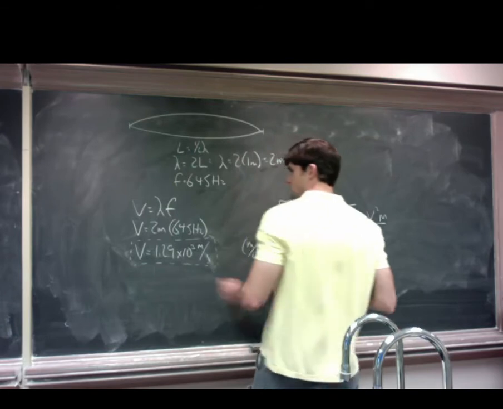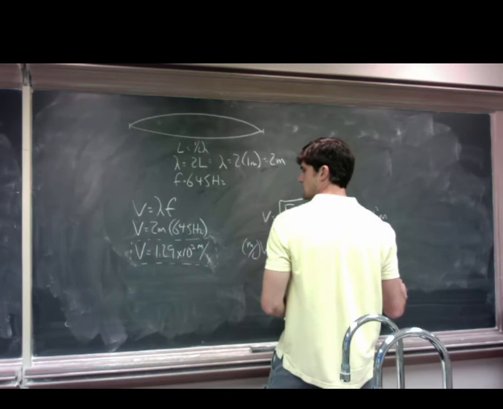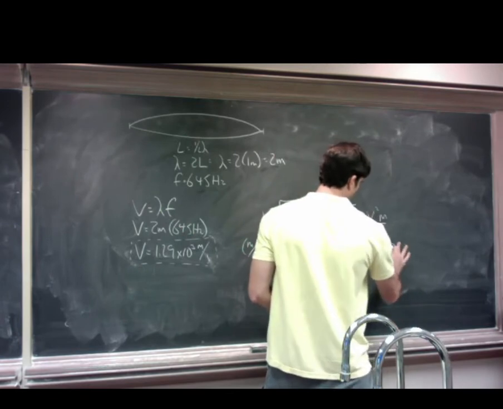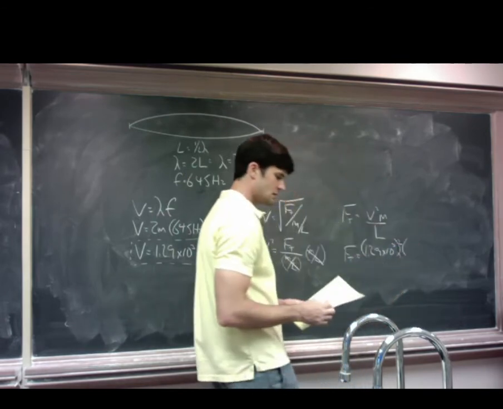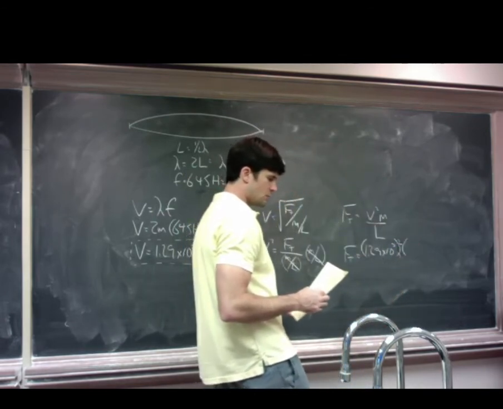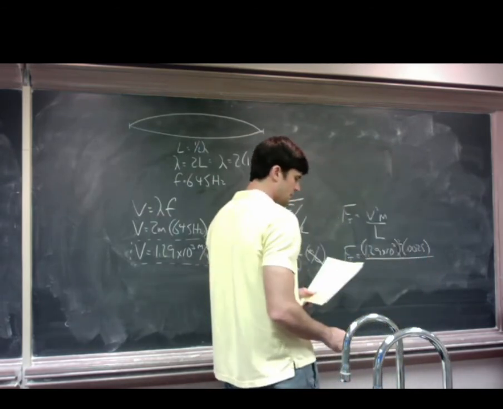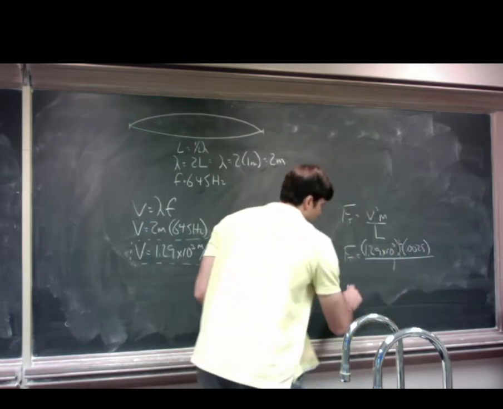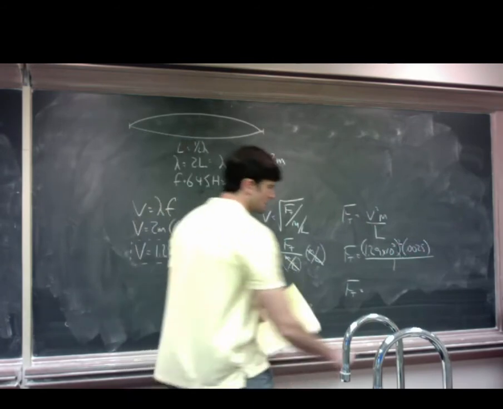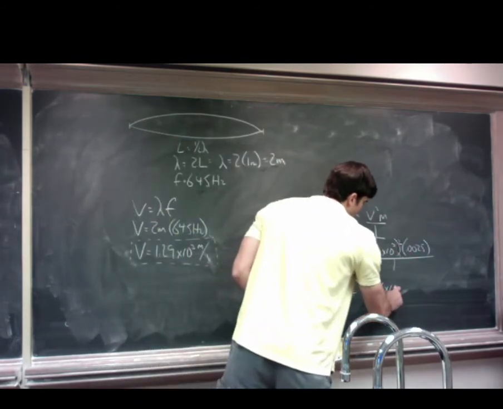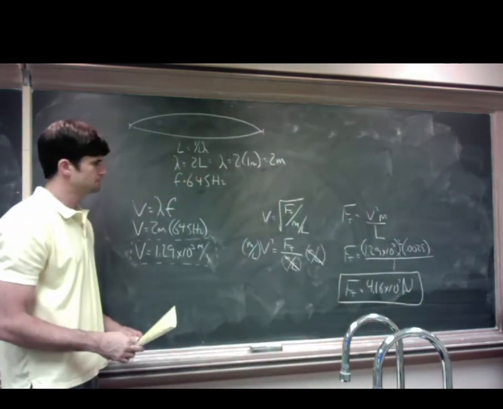So the velocity, found here, is 1.29 times 10 to the third. That number gets squared times the mass, which is given to us as 0.0025, over the length of the string, which is 1 meter. So we work that out, and we get a tension of 4.16 times 10 to the third newtons.